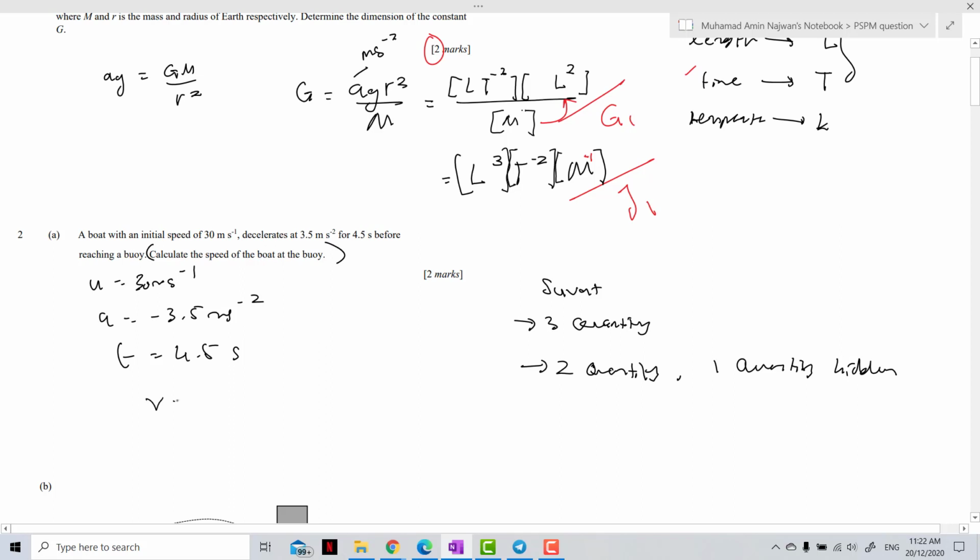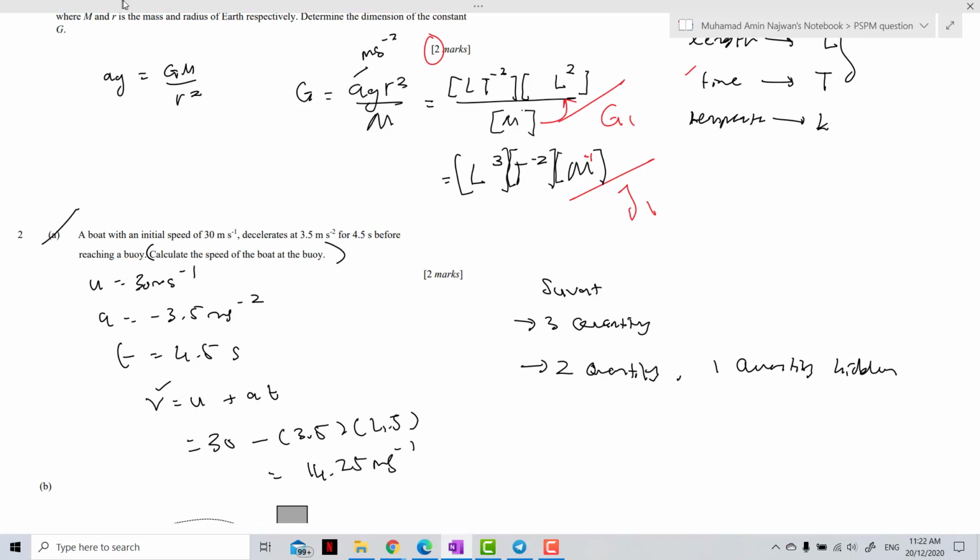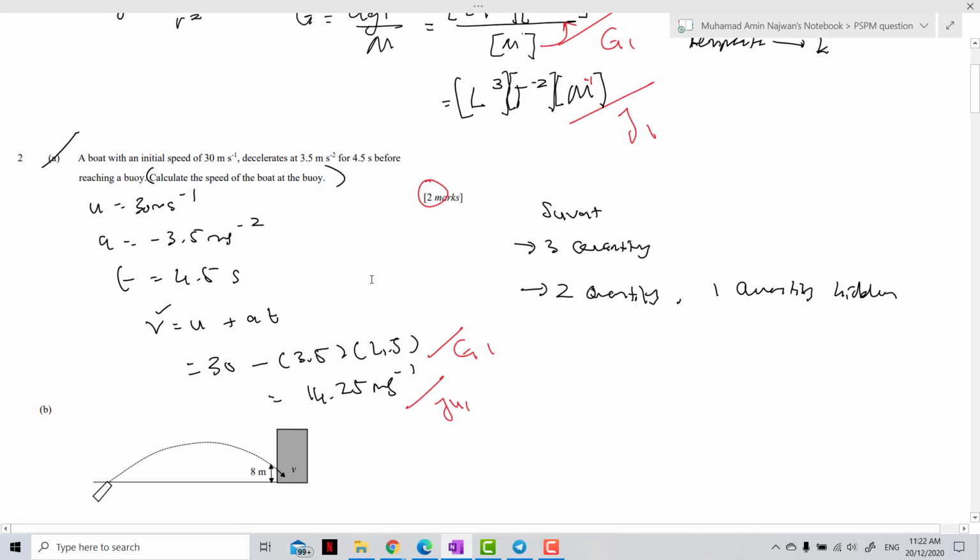So using V equals U plus AT, because we want to find the speed. So substitute it in: here is 30 minus 3.5 times 4.5. So from here, you can get the final speed, which is equal to 14.25 meters per second. Settle. So how about the application? Again, you get the answer and unit for 1 mark, substitution for 1 mark. 2 marks. Settle.